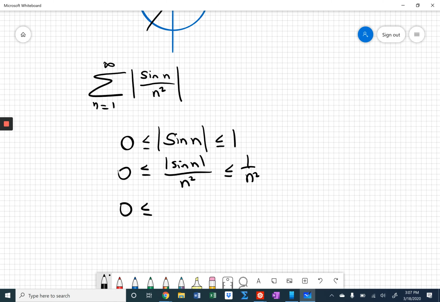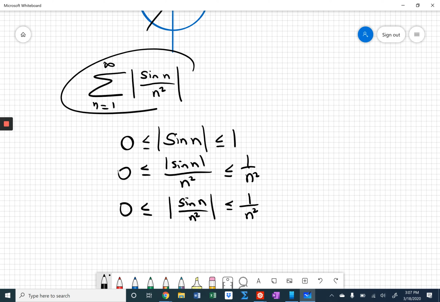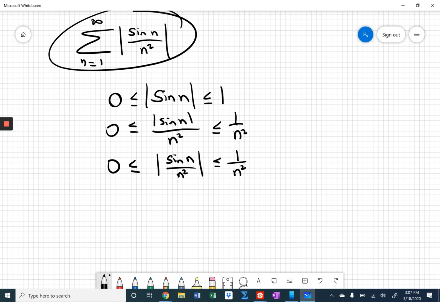Just a slight bit of algebra here. n squared is always non-negative to begin with, so this is exactly the same thing as if I take sine of n divided by n squared and then take the magnitude after the fact. And that's still going to be bounded by 1 over n squared. So the terms of my series up here are all bounded by the terms of the series 1 over n squared, from n equals 1 to infinity.